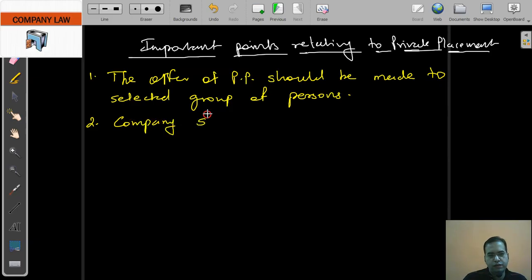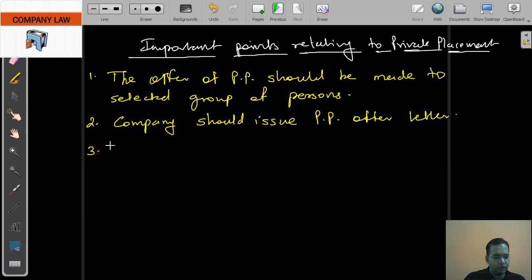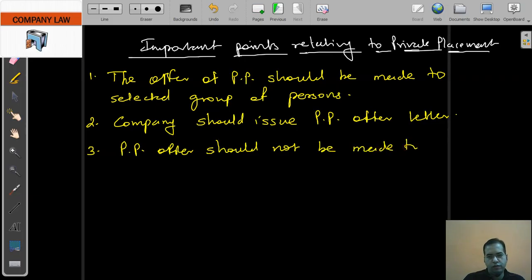Company should issue a private placement offer letter. I'm using the short form, offer letter; we will discuss it later. Private placement offer should not be made to more than 200 persons. As per law it is 50, but as per rules it has been modified to 200 persons.